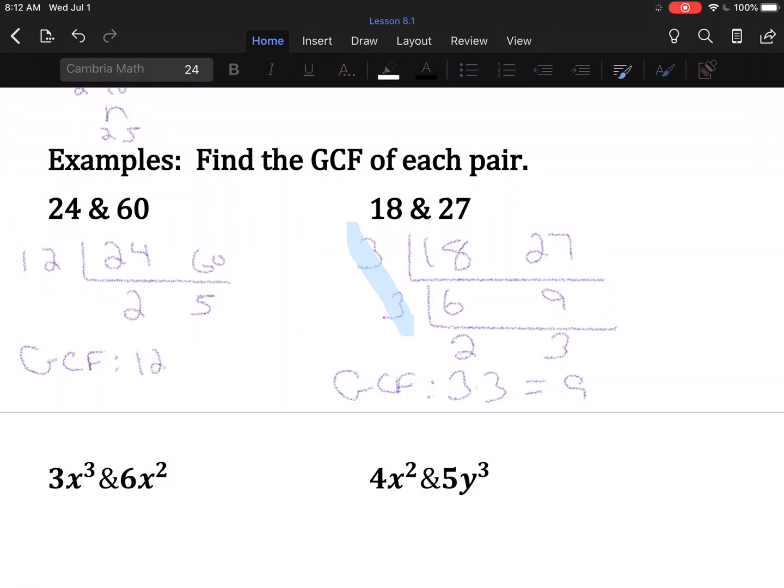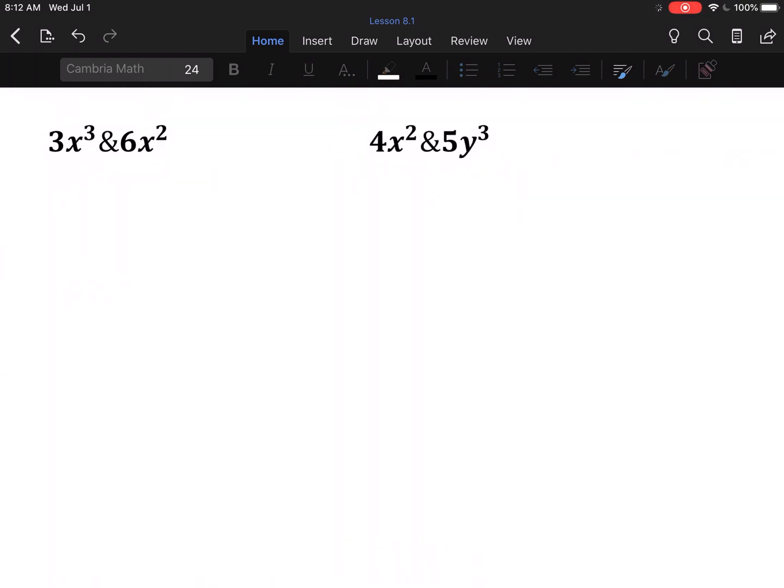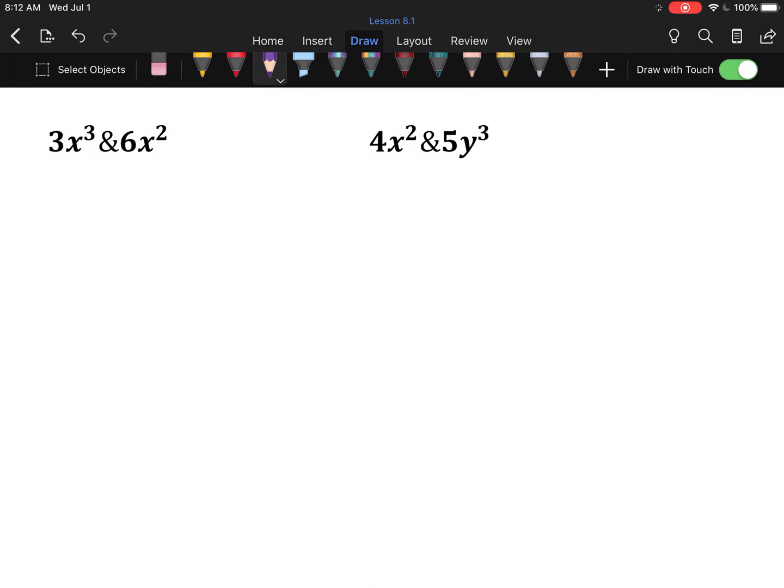We're going to be taking this idea of a GCF and expanding it to include variables now.